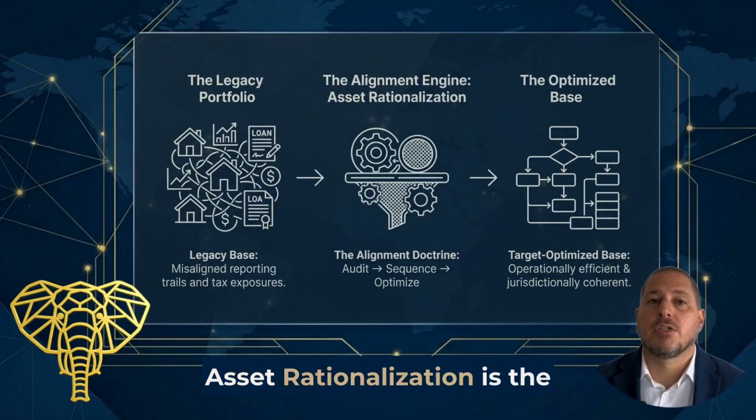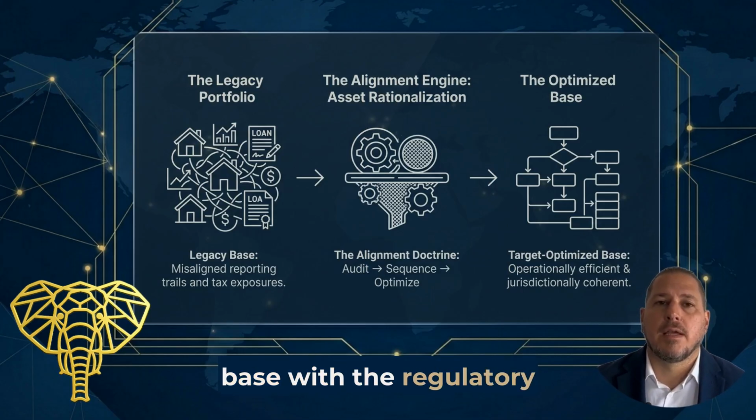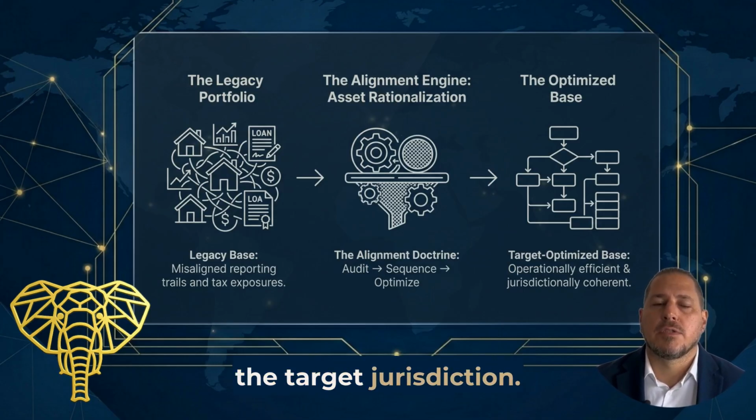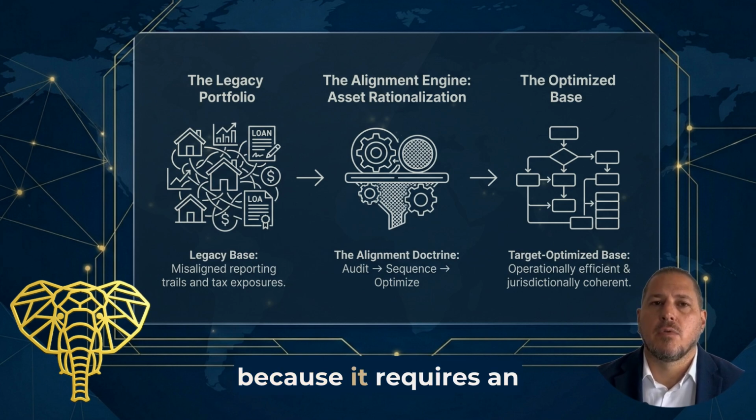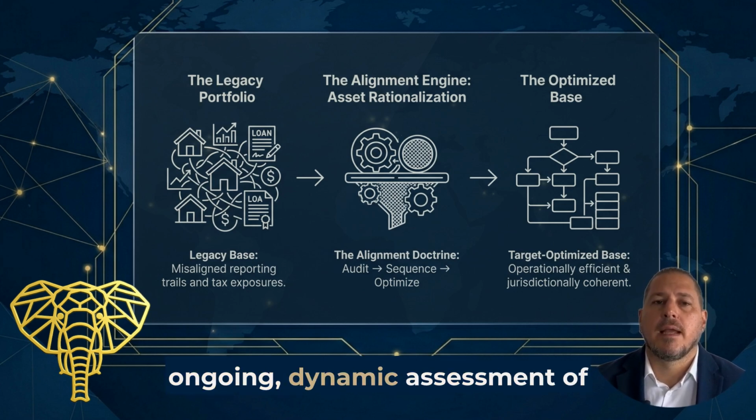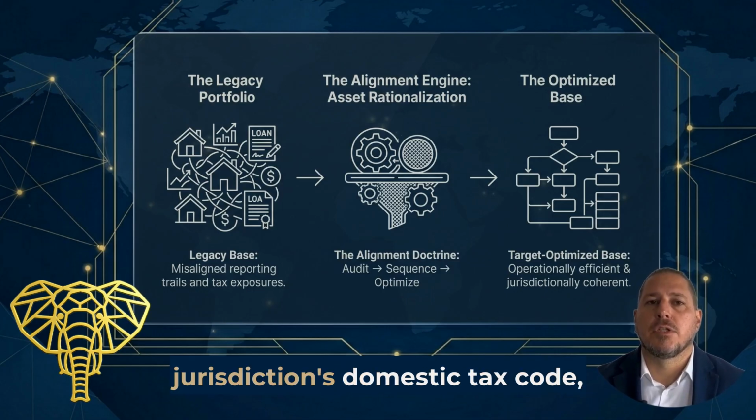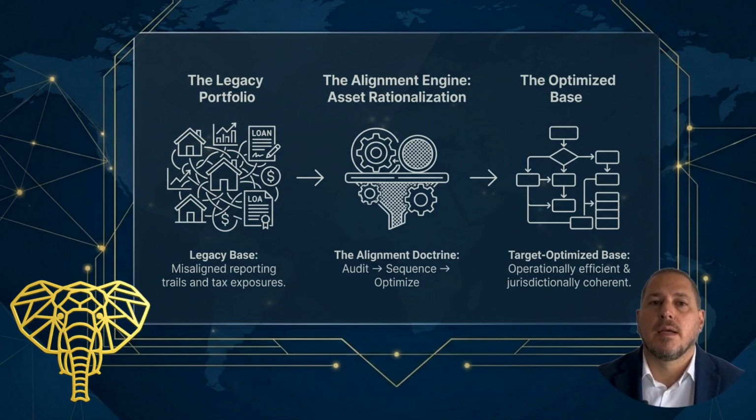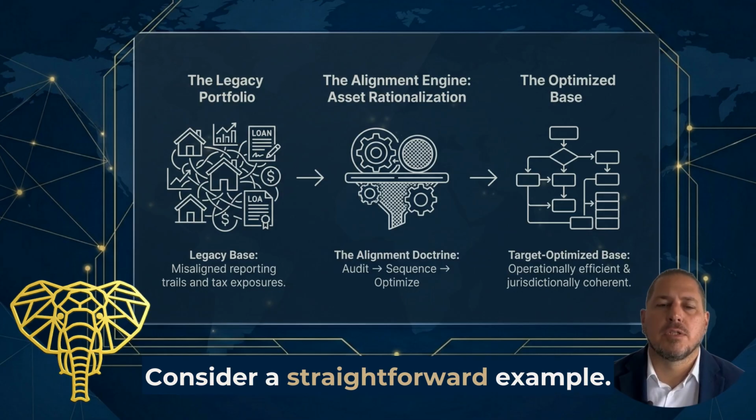Asset rationalization is the process of aligning the composition of the asset base with the regulatory and tax profile of the target jurisdiction. This is the work that most implementation-focused advisors do not address, because it requires an ongoing dynamic assessment of how specific asset classes interact with the host jurisdiction's domestic tax code, its bilateral treaty network, and its CRS reporting obligations. Consider a straightforward example.